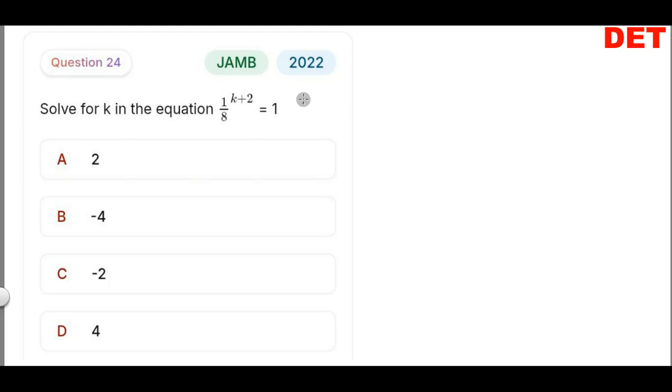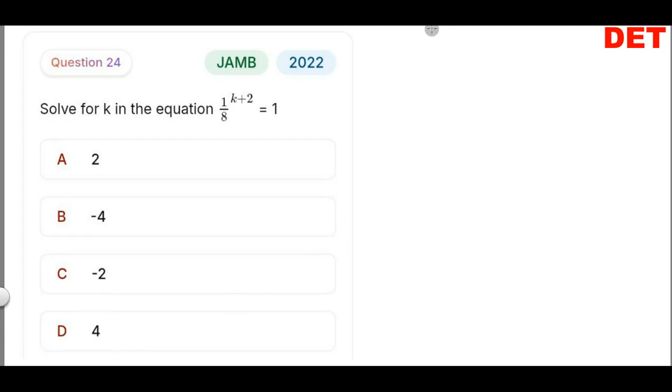Alright, so here in this video, we're going to look at this 2022 JAMB question 24. The question is to solve for k in the equation 1 all over 8 raised to the power of k plus 2 is equal to 1. Option A is 2, option B is -4, option C is -2, and option D is 4.